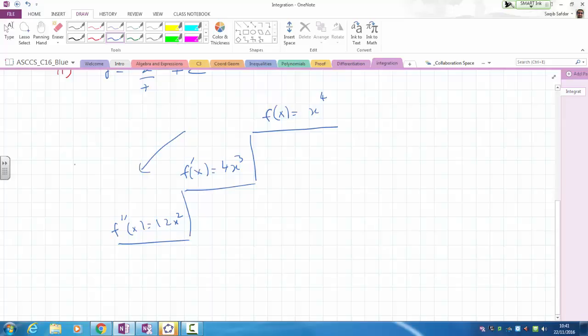This process is differentiation. Okay? The reverse process is called integration. You might want to copy this down. So integration is the reverse of differentiation. That means if you give me the gradient function f prime x and I integrate, I get f(x).